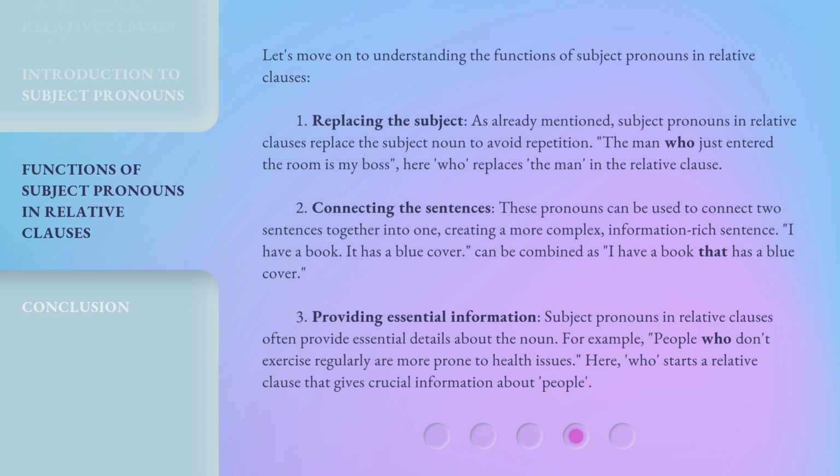2. Connecting the sentences. These pronouns can be used to connect two sentences together into one, creating a more complex, information-rich sentence. I have a book. It has a blue cover. Can be combined as I have a book that has a blue cover.